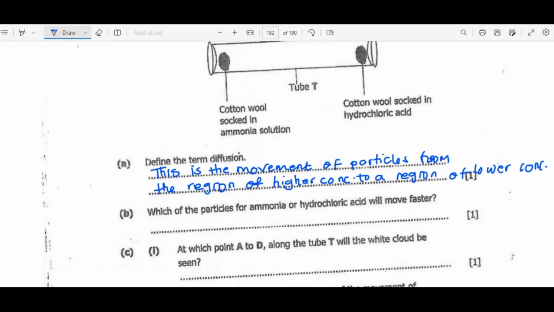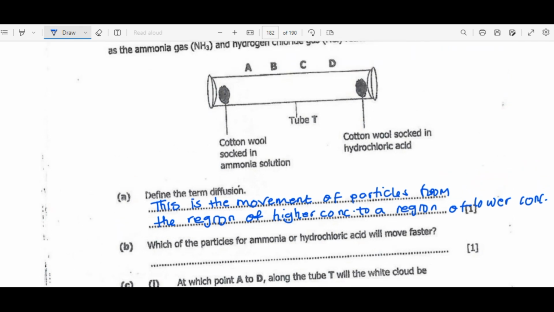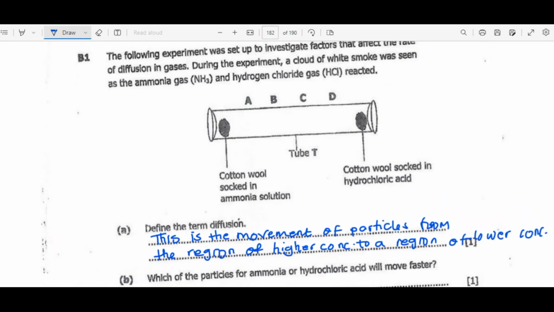Which of the particles, ammonia or hydrochloric acid, will move faster? So now, what is the best way of knowing the gas that will diffuse at a faster rate? Because sometimes it may be so challenging if you are to commit this to memory. For example, ammonia travels faster than hydrochloric acid. Now, will committing this point be a success? No. So the best way to know this one is find the molar mass.